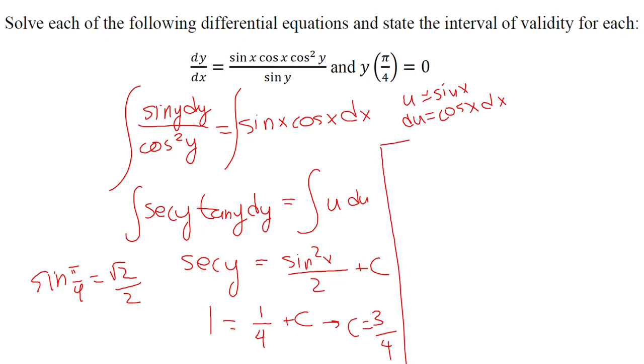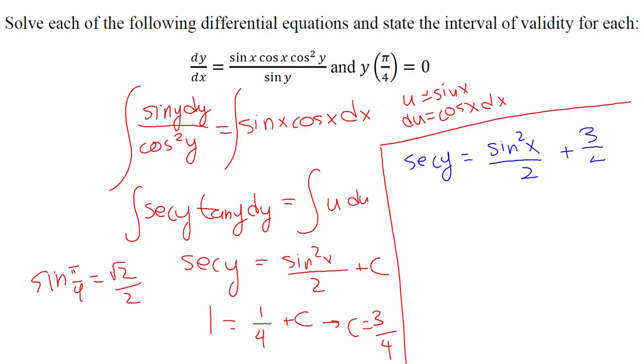So off the side here, we've now got secant y is sine squared x over 2 plus 3/4, and y is equal to the inverse secant of sine squared x over 2 plus 3/4. And of course, then we have to figure out what our interval of validity is, right?